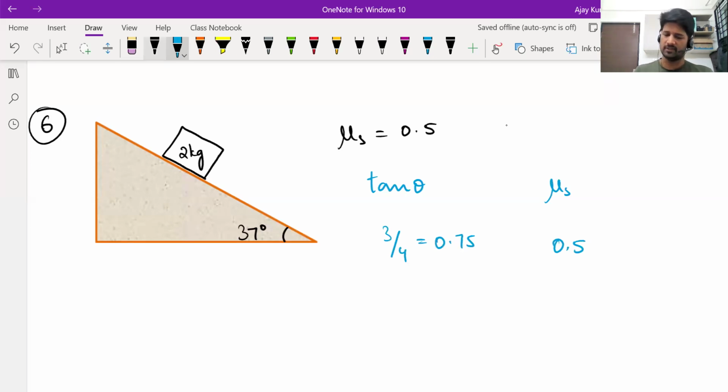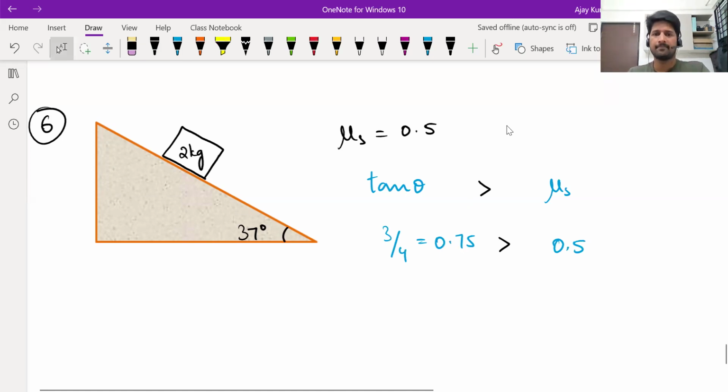Obviously, 0.75 is greater than 0.5. Tan theta is more than mu s. What does that mean? Does it mean the block will slide or will it stay there? It will slide, sir. Tan theta is more than mu s means the angle is too much. So at this angle, 37 degrees, the block cannot stay there.